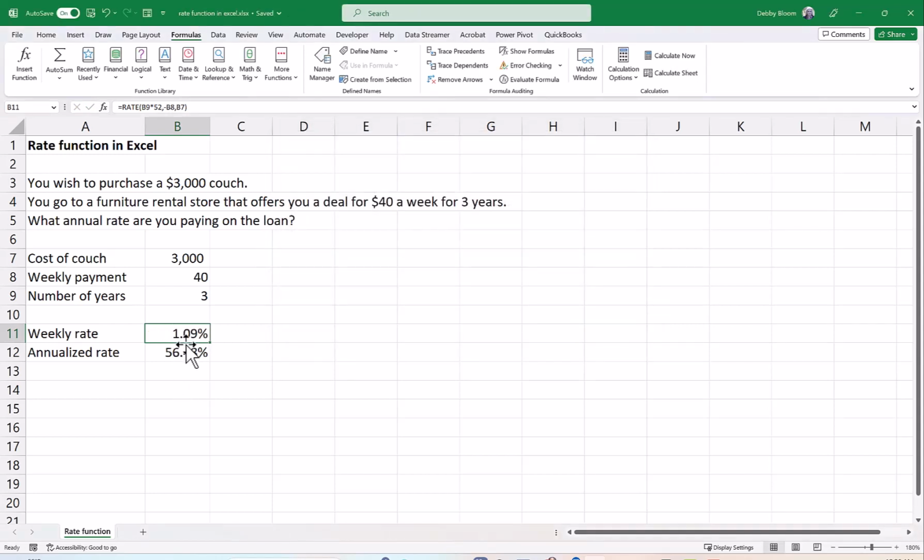The weekly rate is 1.09%, but we really can't look at that. You are paying an annualized rate of 56.48%, so you'd actually be much better off borrowing on a credit card at 25% than purchasing the couch using this rental deal.